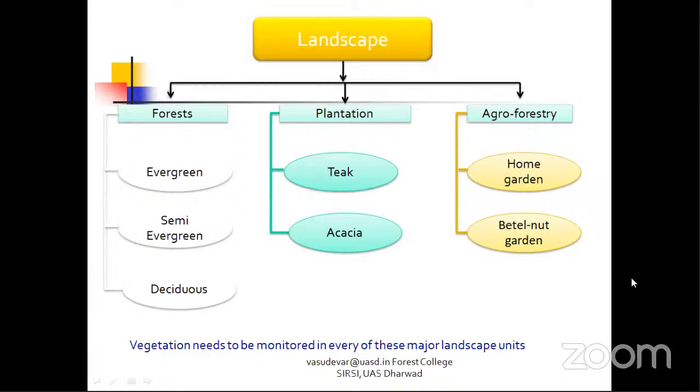And if your aim is to look at the carbon stock of the entire landscape, it is very essential that we monitor each one of these landscapes meticulously. So what you do in an evergreen forest should be replicated in all these units. Going one step further, all evergreen forest may not be as intact as we imagine it to be. There may be some amount of disturbance. So hence, it's also essential that we consider disturbances within these forest types.